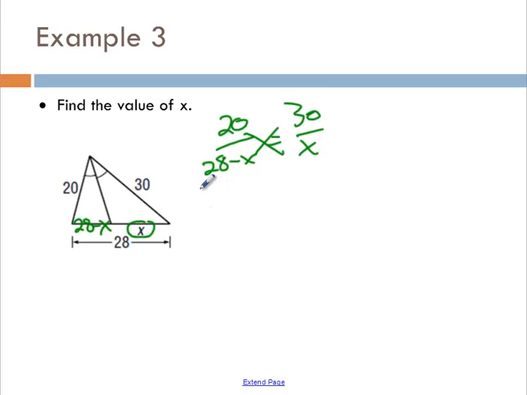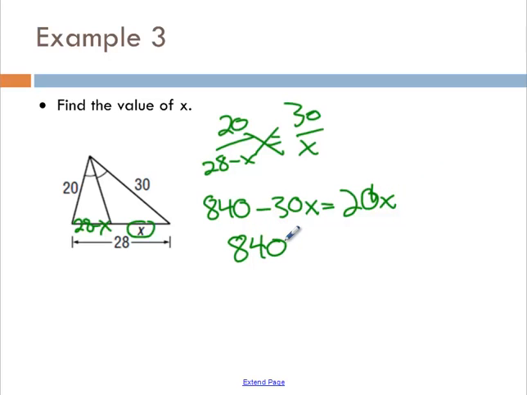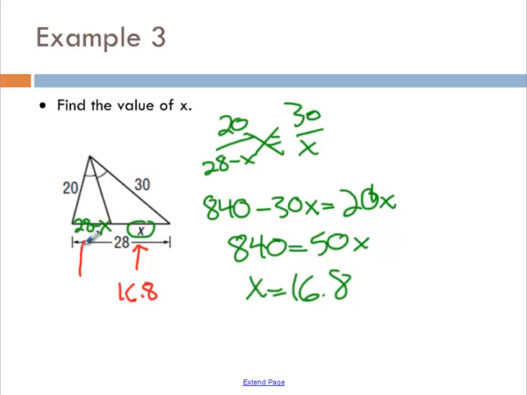When we cross multiply, 28 times 30, you get 840 minus 30x equals 20x. I'm going to add 30x to both sides. 840 equals 50x. So I get that x is 16.8. So if I had to find both of those sides, I know that this one here is 16.8, and I know that this one is 28 minus 16.8, or 11.2.